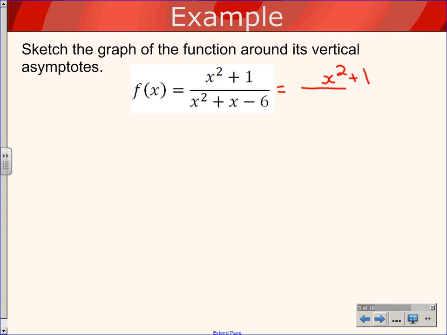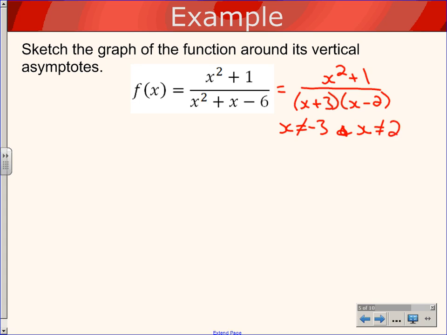And if I want to look at the vertical asymptotes, I need to consider the denominator. And I need to factor it. So I'll factor it as (x + 3)(x - 2). That says that x can't be negative 3, and x can't be 2.